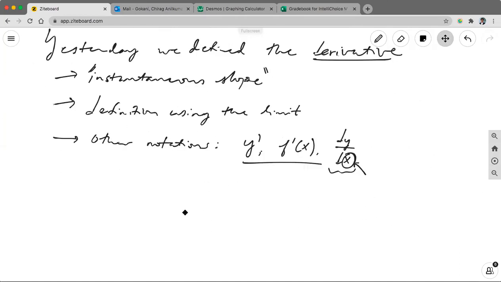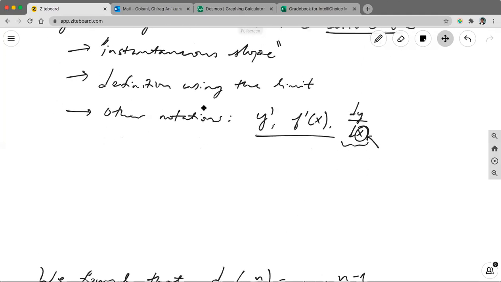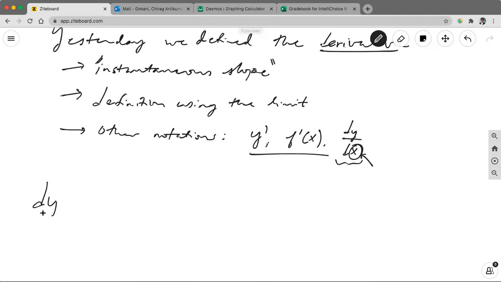Okay, so we talked about the derivative. Can someone tell me the formal definition of the derivative using the limit from yesterday? I'm asking you, what is the formal definition of this? Someone tell me. This was the big conclusion from yesterday. Can you look back in your notes?